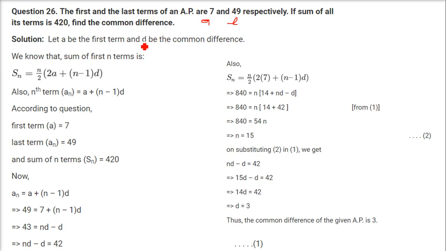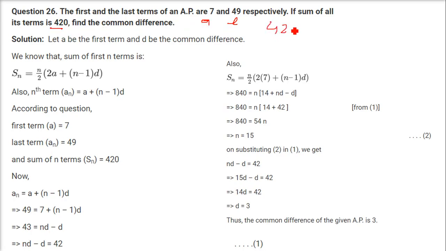formula, or you can do it the other way around. That is, you can make an equation and then put it in the sum. I hope you got the idea. The first and last term is 7 and 49. This is the first method that you are witnessing. The first and last term is given and the sum is 420.